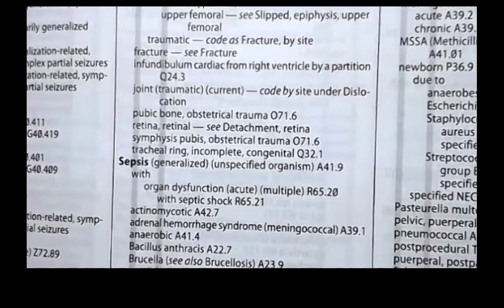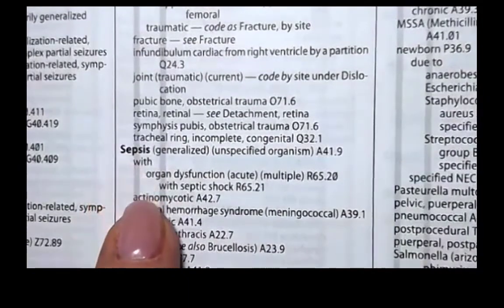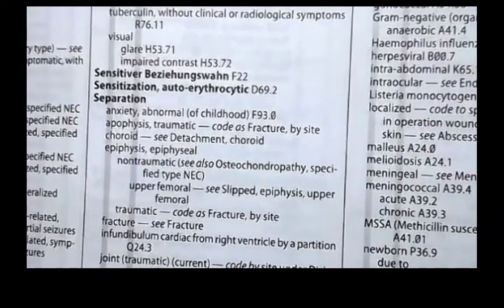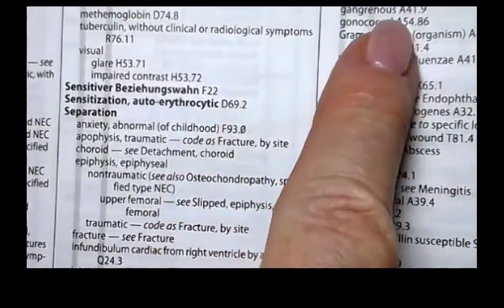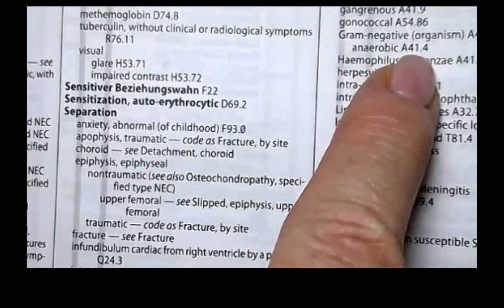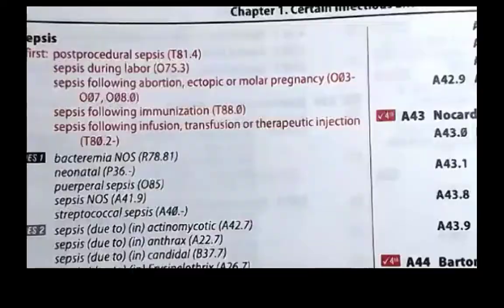So here we are in our alphabetical index, and here we are with sepsis, and we're looking for gram-negative anaerobic, and here we go. Gram-negative anaerobic, A41.4. So now we'll go to the tabular.